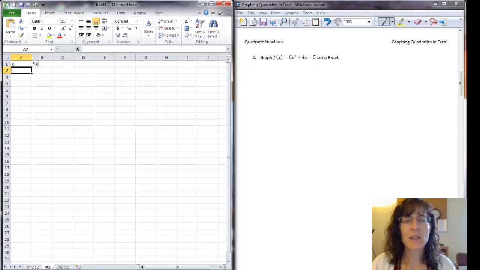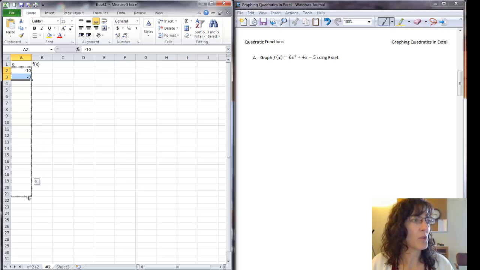And in my x column, remember I'm just going to pick several numbers. I could maybe start with -10. And I'm not sure how many numbers I need, so maybe -9 next. And then I want to select those two. So click on one, drag down to the other, then let go with your mouse. Move down to the bottom right corner and drag it down, and you can see the numbers increasing.